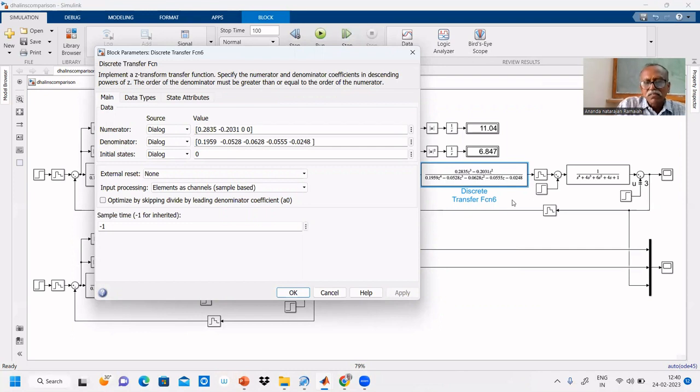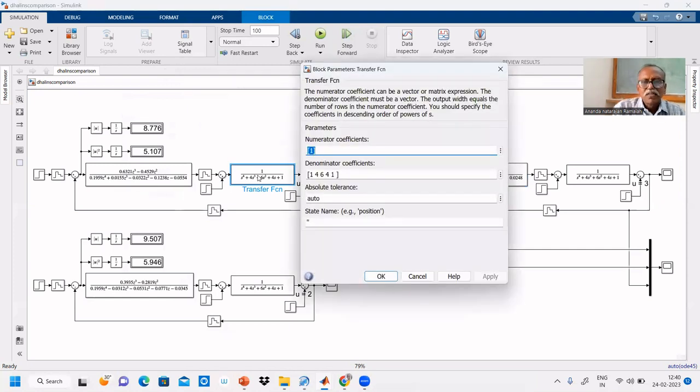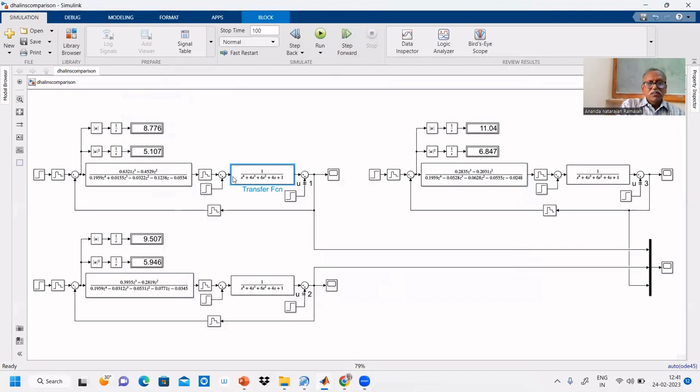0.28, that we entered. So now we are going to control the fourth order process, because we designed a controller for its first order model. For that we obtained the controller. That's why it will control the fourth order process also.